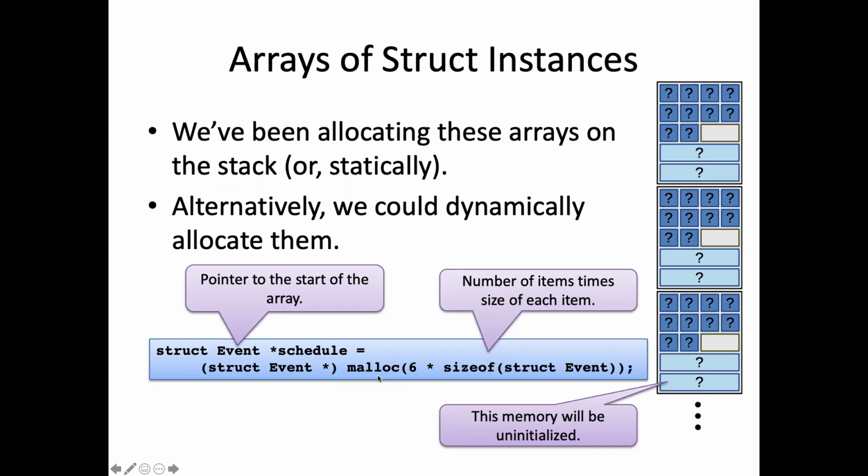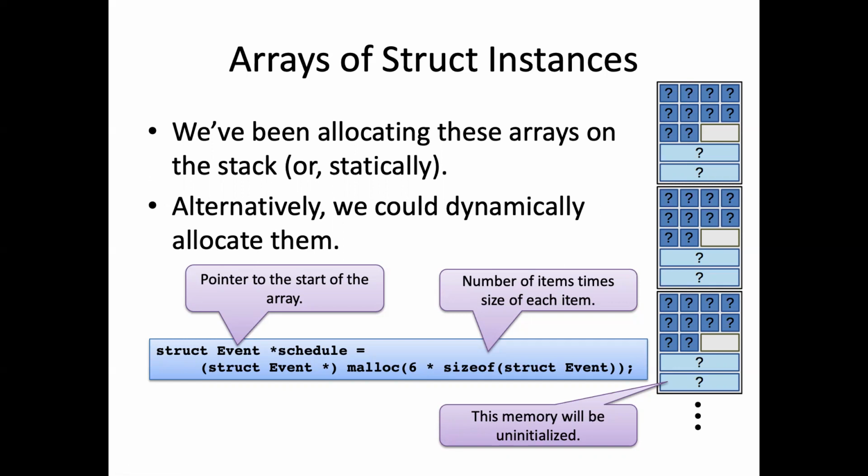I'm just going to make it point to one of these structs in memory. I go to malloc to ask for enough memory to store not just one instance of an event struct, but 6 times that much memory. So I think, like my picture shows, that's like asking malloc to allocate enough memory to store 6 of these things, one after another in memory. Schedule is a pointer to the first one of those.